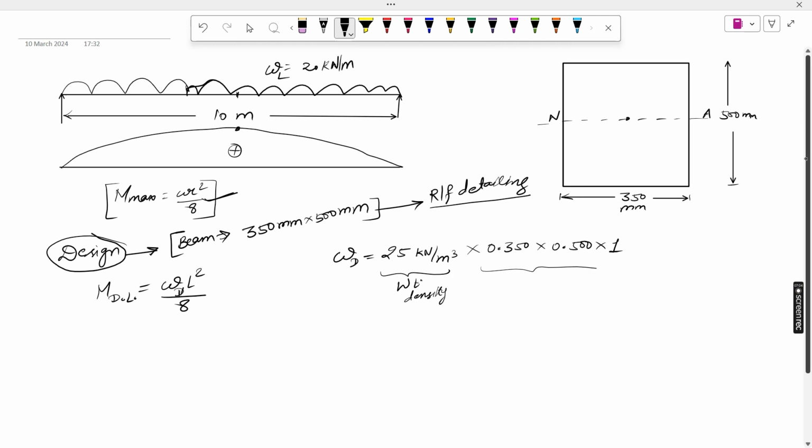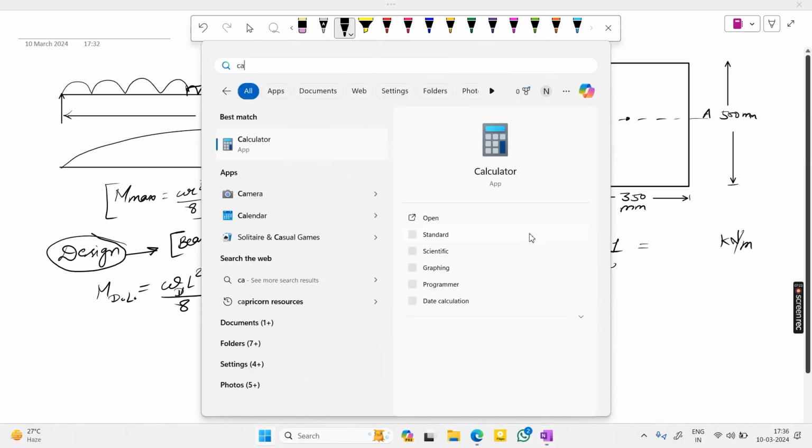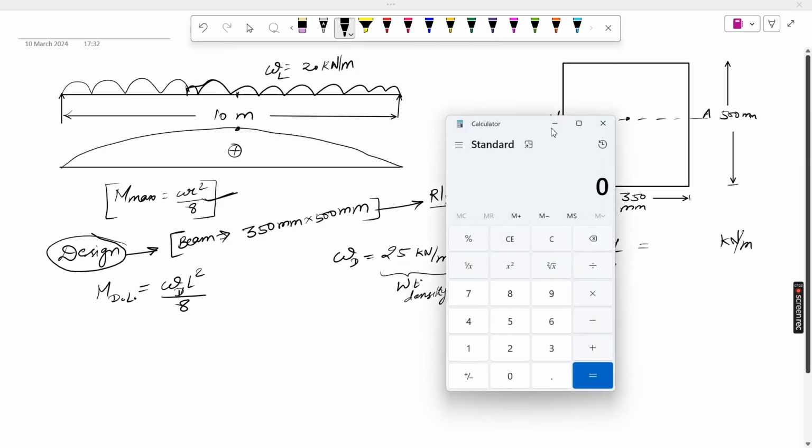This is weight density and this is our volume. If I multiply the volume with the weight density, what will come out? It will come out as kilonewton. But we have to consider the length equal to 1 meter, so you have to put it per meter. And what is the value of it? You can calculate it by the calculator.